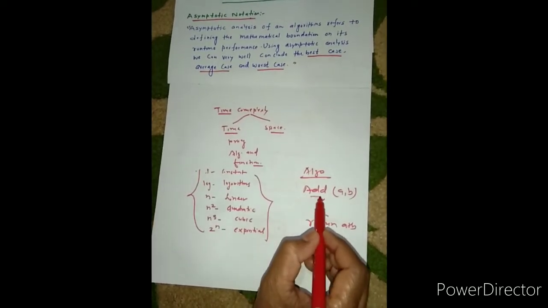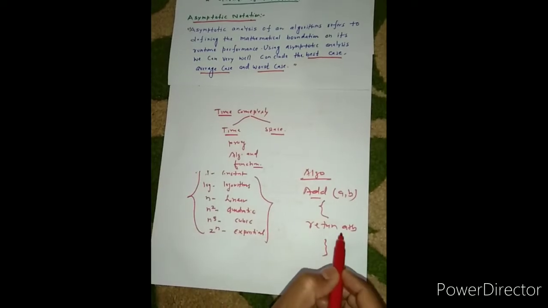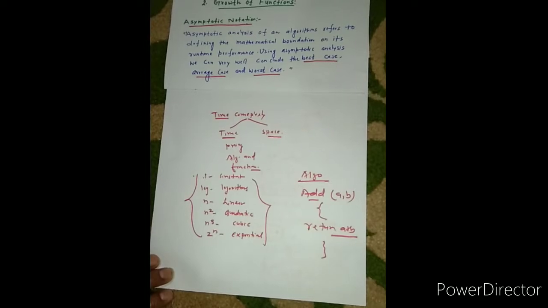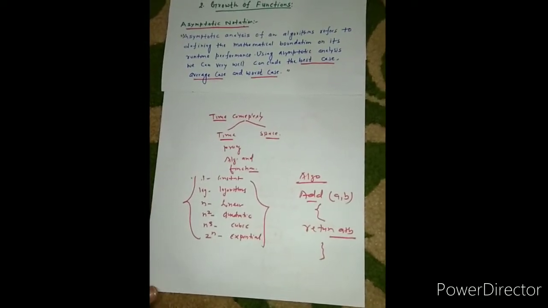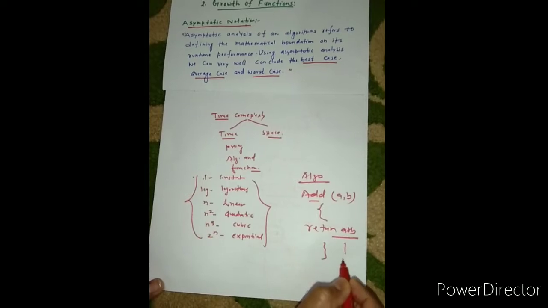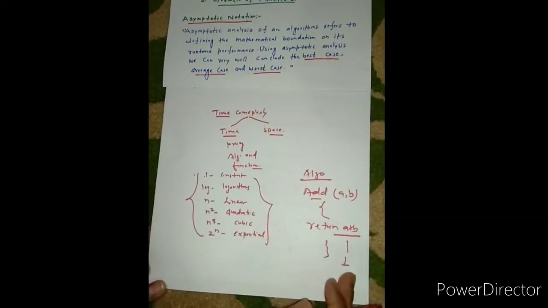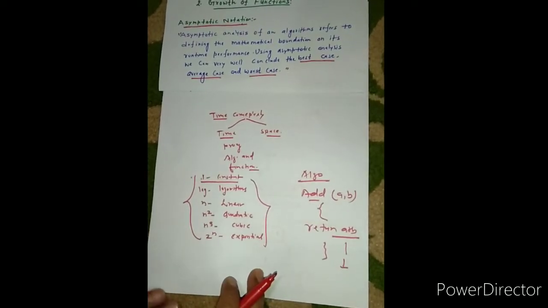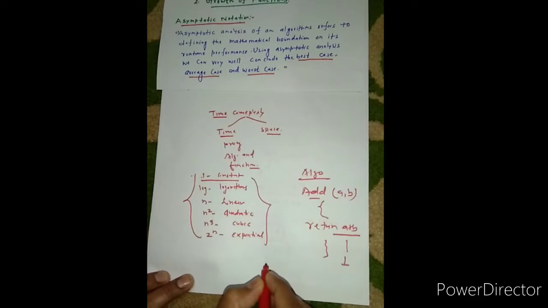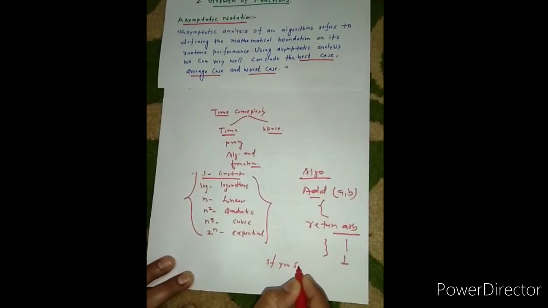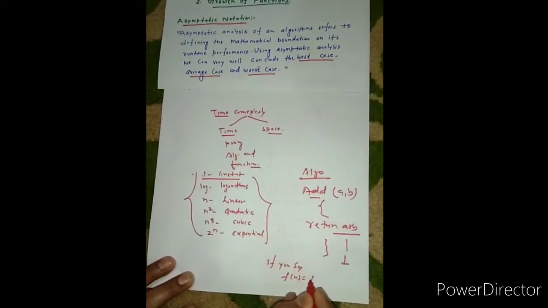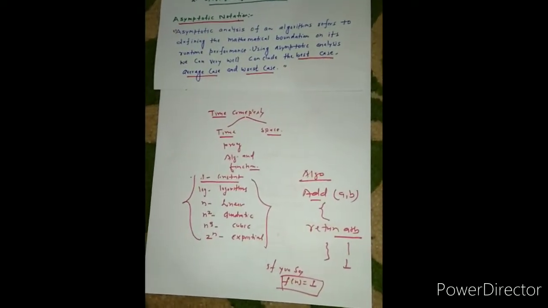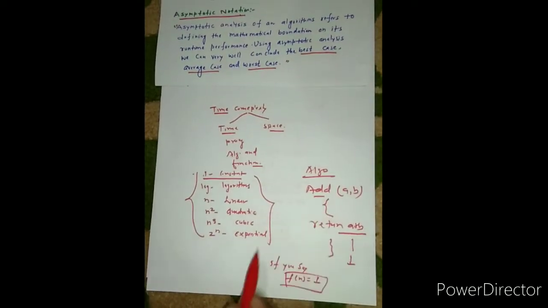The method to find the complexity is to find the frequency of execution of each statement. In this algorithm, there is only one statement, that means return a plus b. So the time for the execution is 1. That means constant, which I already discussed. So if you take this statement, f of n equal to 1.